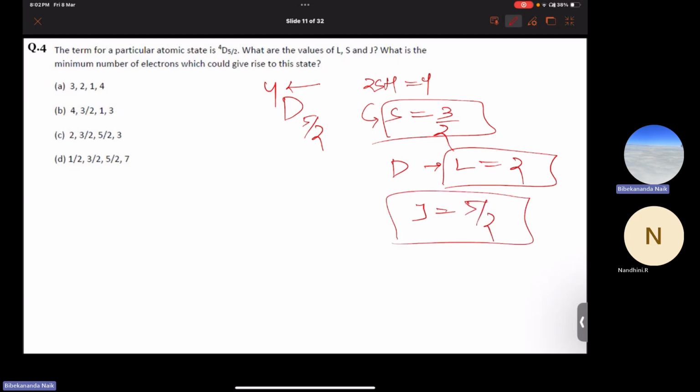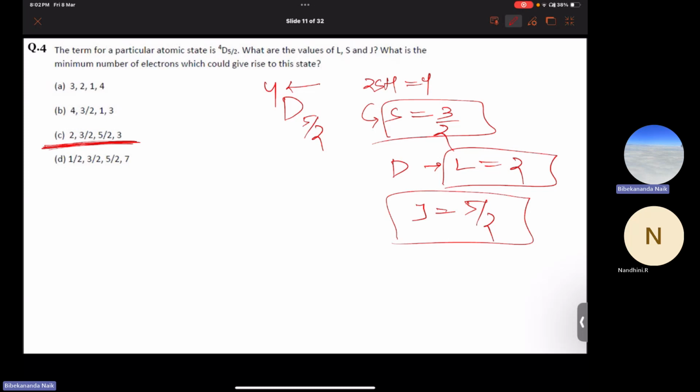So this is clear. L is 2, S is 3/2, and J is 5/2. So 2, 3/2, 5/2. We can clearly say this will be the correct option. And then the question is, what is the minimum number of electrons which could give rise to this state?